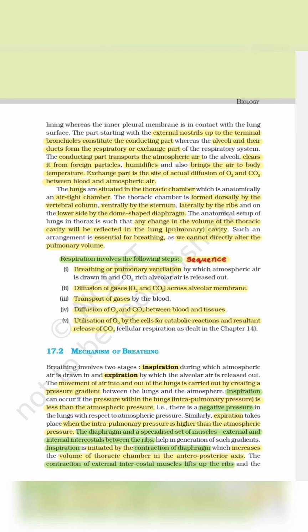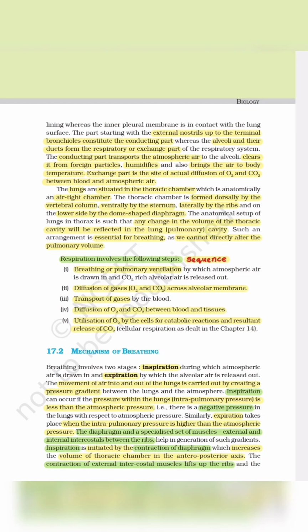Number 2. Diffusion of gases across alveolar membrane. Number 3. Transport of gases by blood. Number 4. Diffusion of O2 and CO2 between blood and tissues. Number 5. Utilization of O2 by the cells for catabolic reactions and resultant release of CO2.